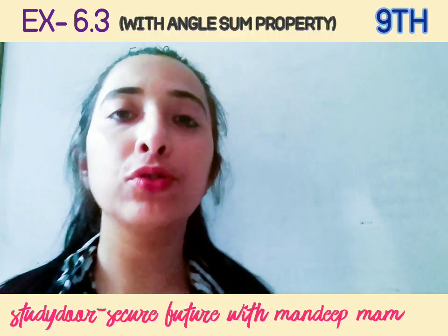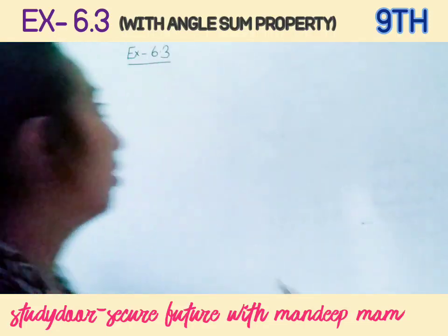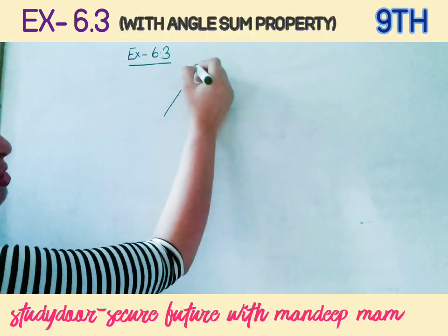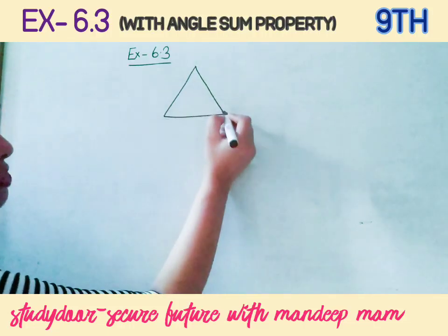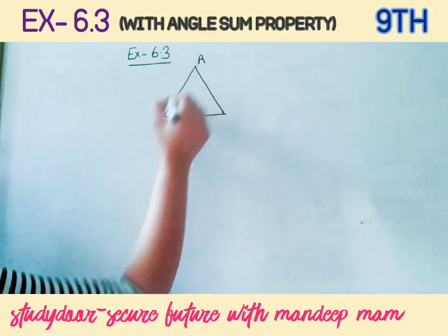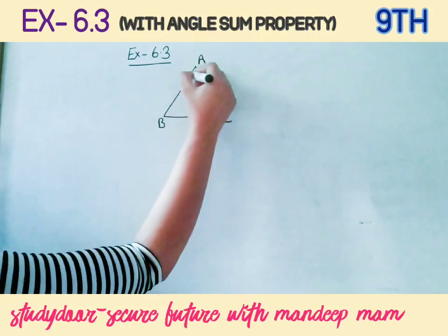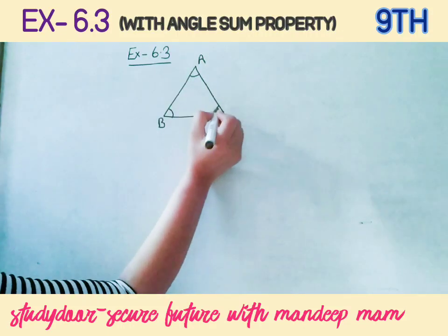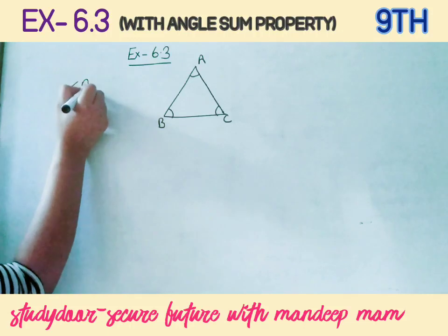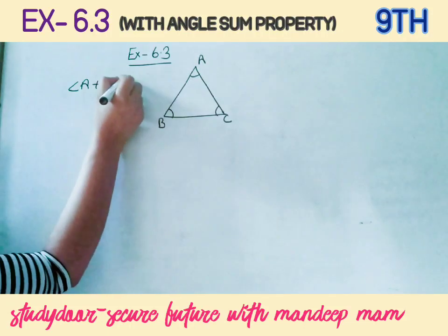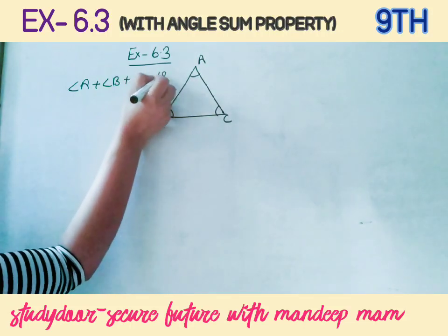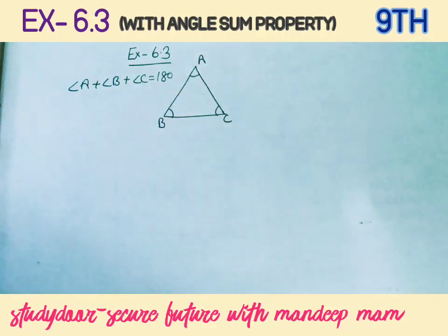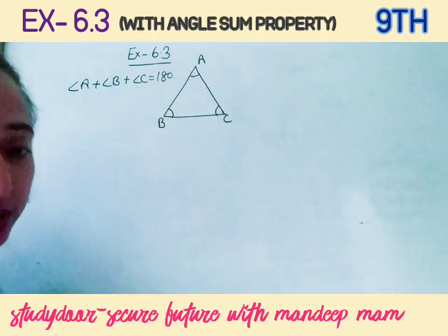Today we are going to do the angle sum property of a triangle. We know that the sum of angles of a triangle is 180 degrees. We have a triangle ABC, in which angle A plus angle B plus angle C is 180 degrees. Today we are going to do this property.